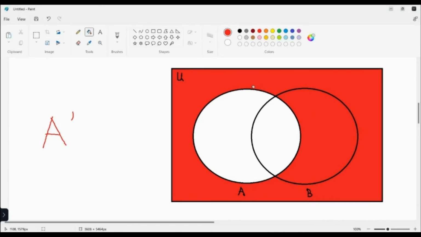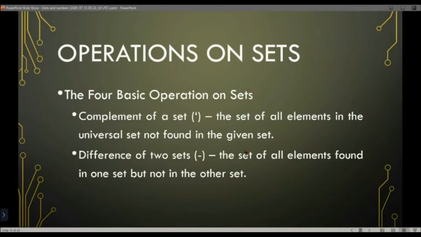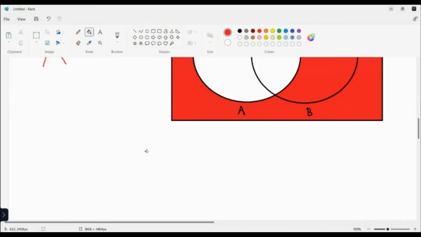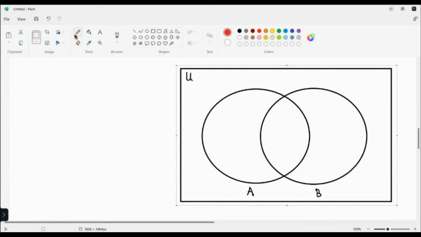Next and last operation, we have the difference of the given sets. Difference, where is it? Ayan. Denoted by the symbol of difference, of course, the minus sign. It is a set of all elements found in one set but not in the other set. All right, so how can we illustrate that in the Venn diagram? Let's say we wanted to determine the difference between A and B, or that is A minus B. So this is all the elements of A, but not in B.